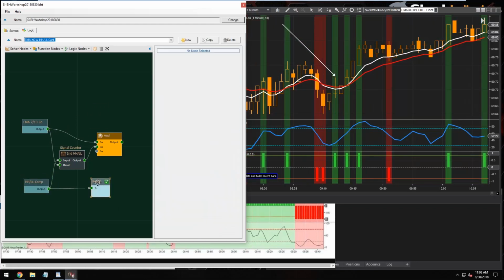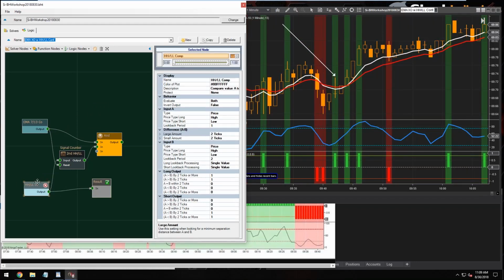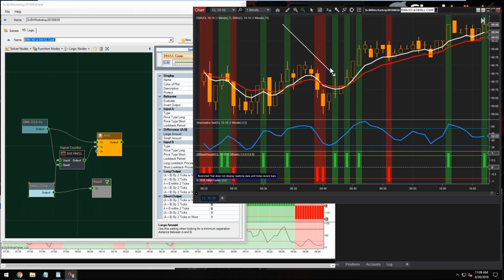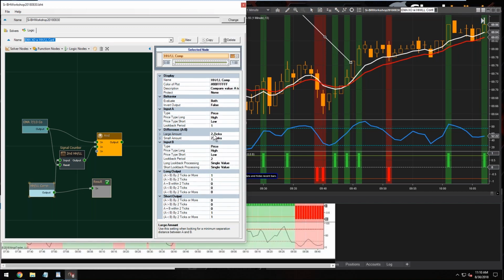And so now, if we look at our higher high and lower low, let's see here. Yeah, here we go. So basically this bar was probably exactly 2 ticks higher, but it wasn't greater than 2 ticks, right? So I put 2 ticks. So the separation has to be greater than 2 ticks.